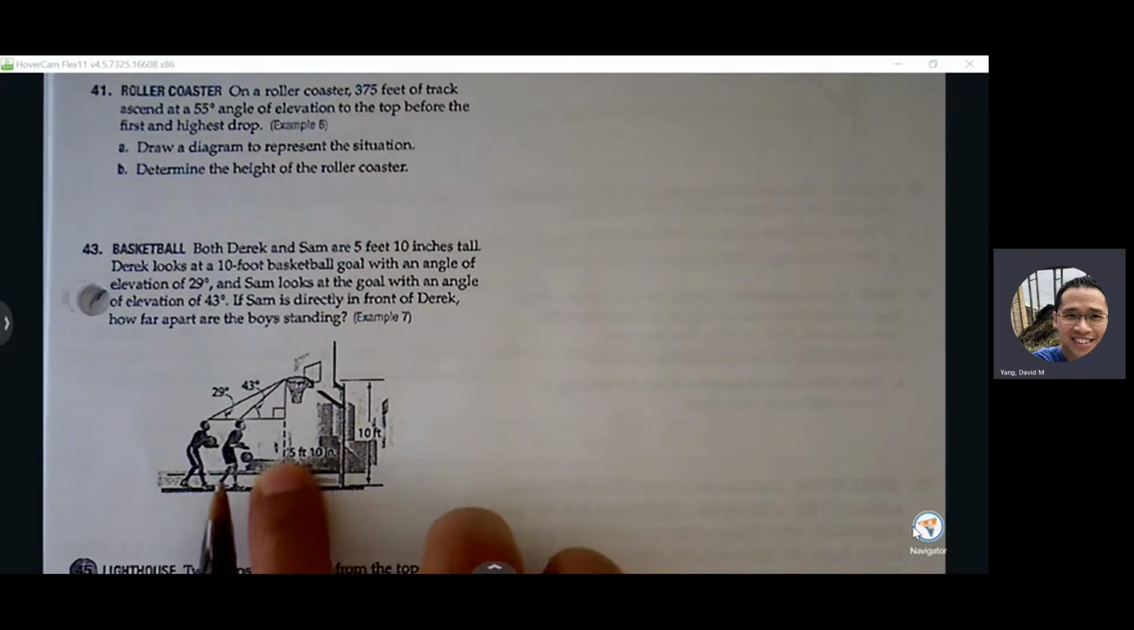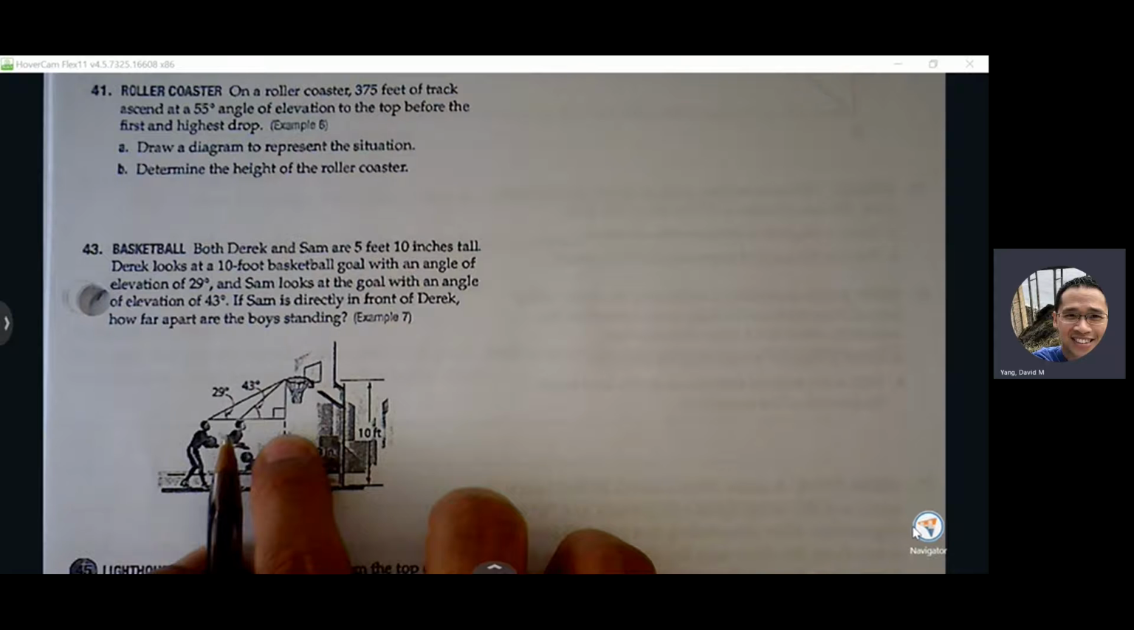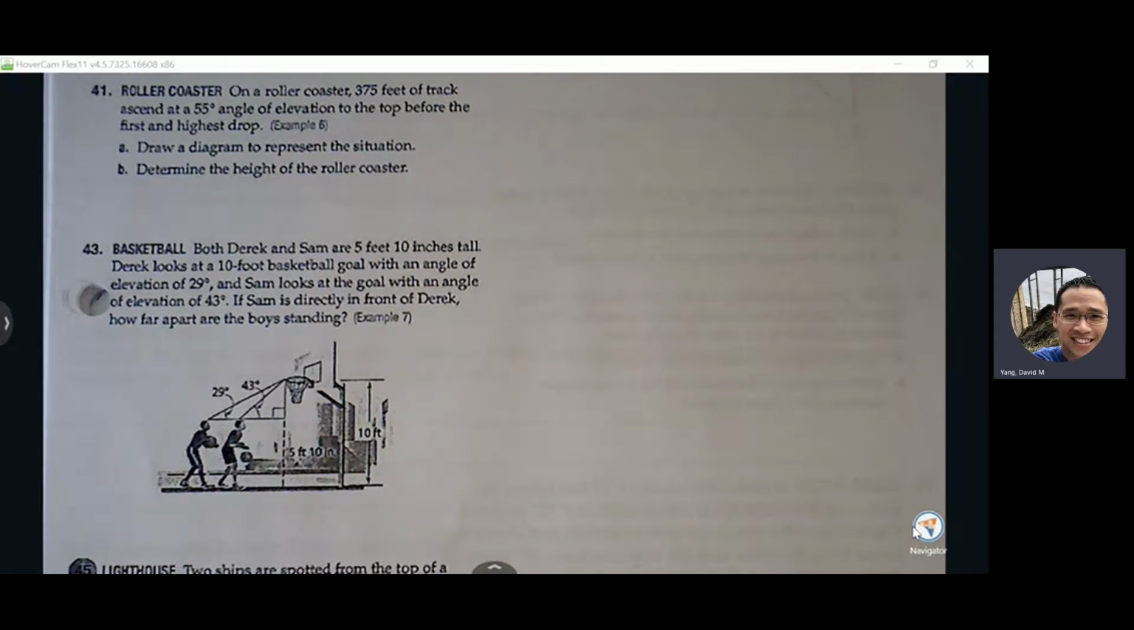Now the diagram is drawn for us here, so that's nice. But let me read the problem first. Both Derek and Sam are 5 feet 10 inches tall. Derek looks at a 10-foot basketball goal with an angle of elevation of 29 degrees. Sam looks at the goal with an angle of elevation of 43 degrees. If Sam is directly in front of Derek, how far apart are the boys standing? Okay.